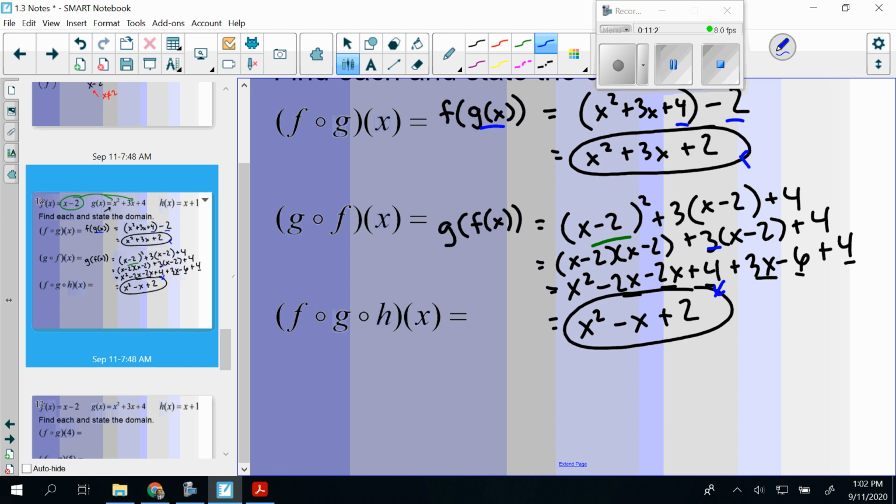All right, we got one last one. This one is f composed with g composed with h. So another way of writing that one would be like this, which means we have a function within another function.